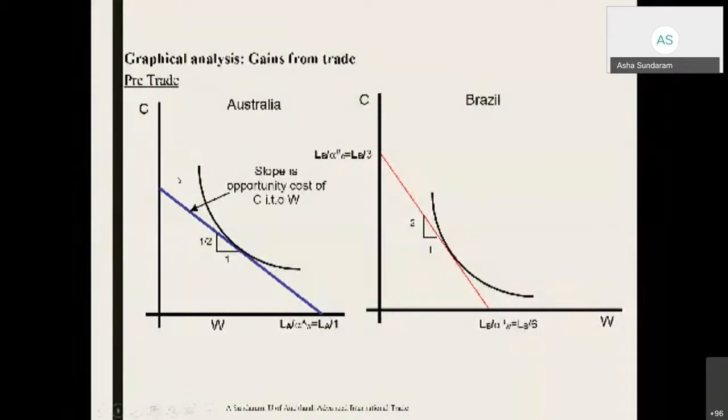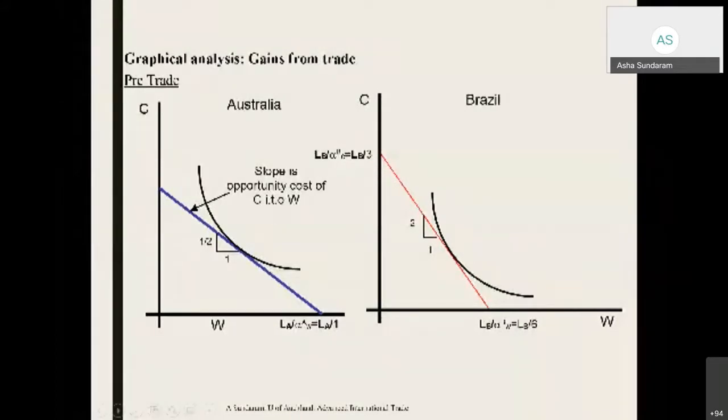That means that Australia has a flatter PPF. That means it has better technology to make wool. Now, I can say the same thing in terms of coffee. If you flip it, then what you will see is that Brazil has better technology relatively. It has a comparative advantage in coffee rather than wool. Okay? So that's about the PPFs.